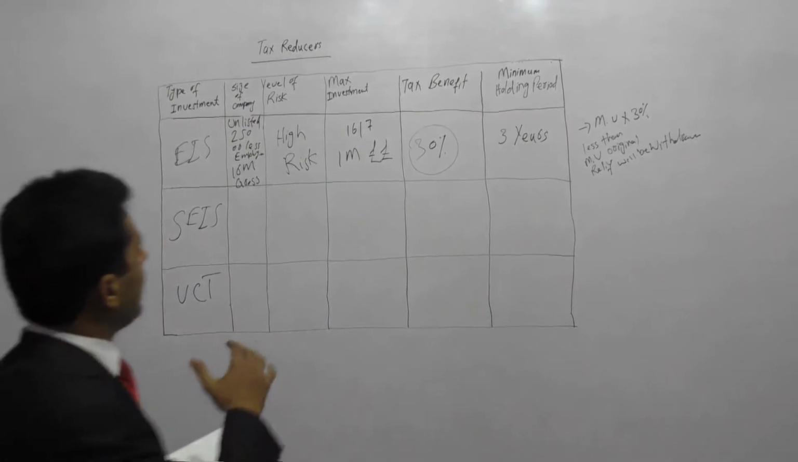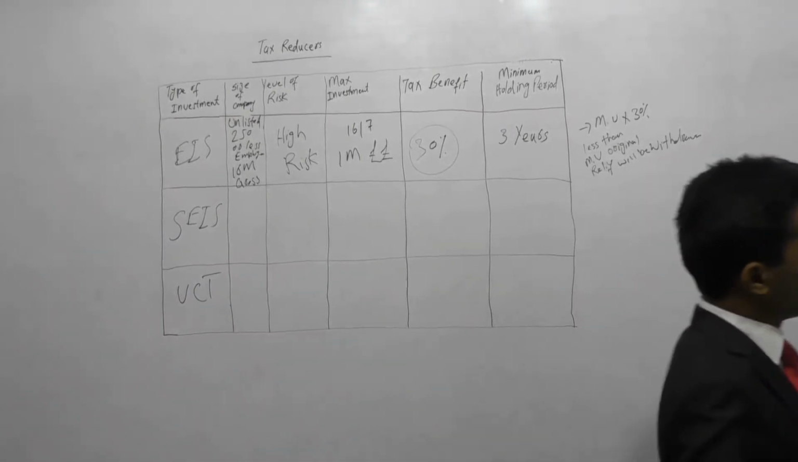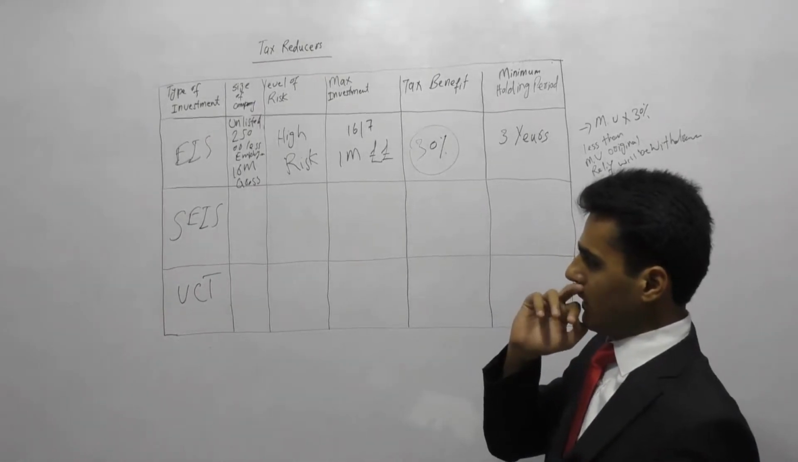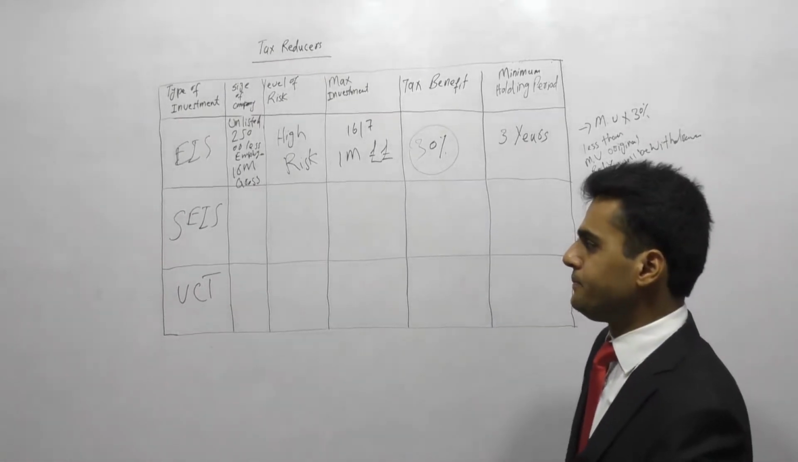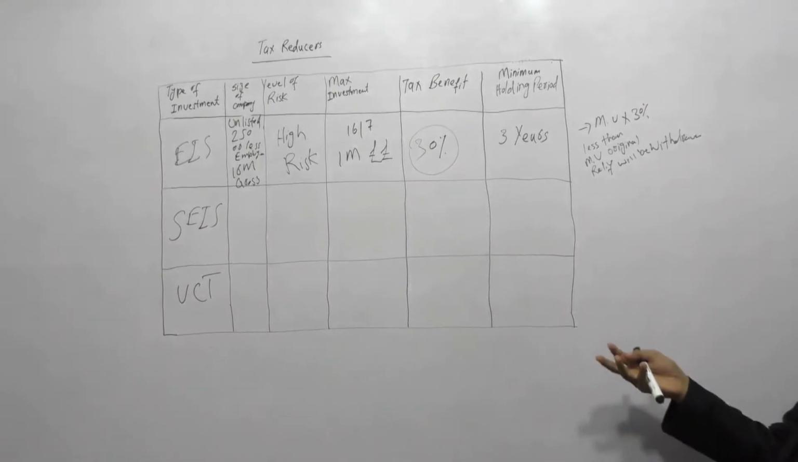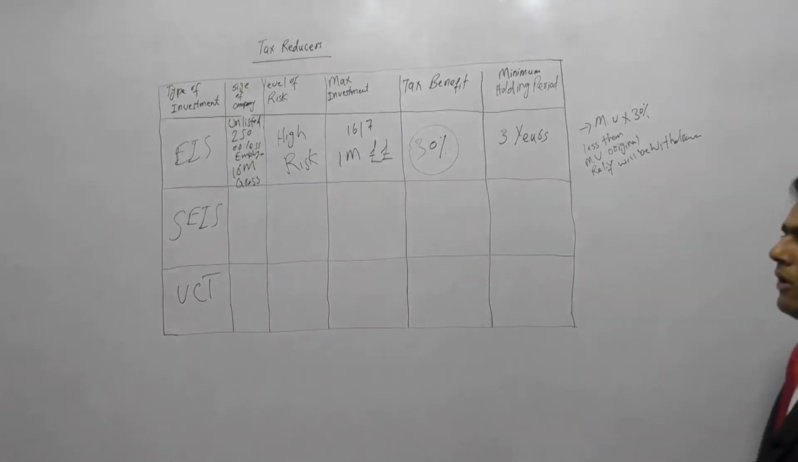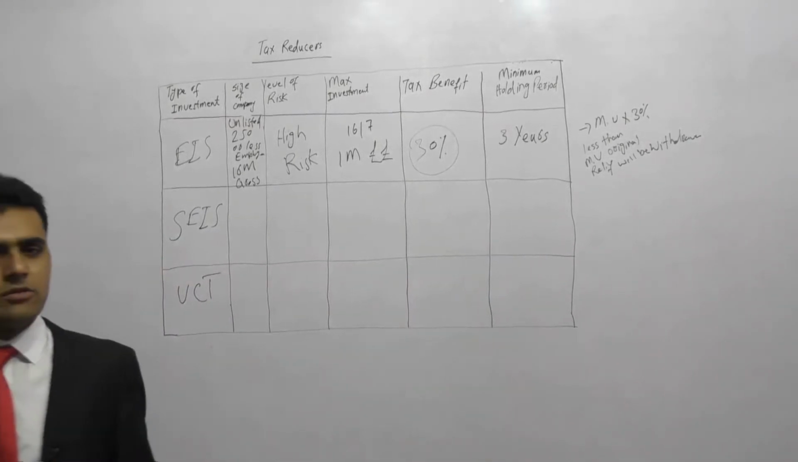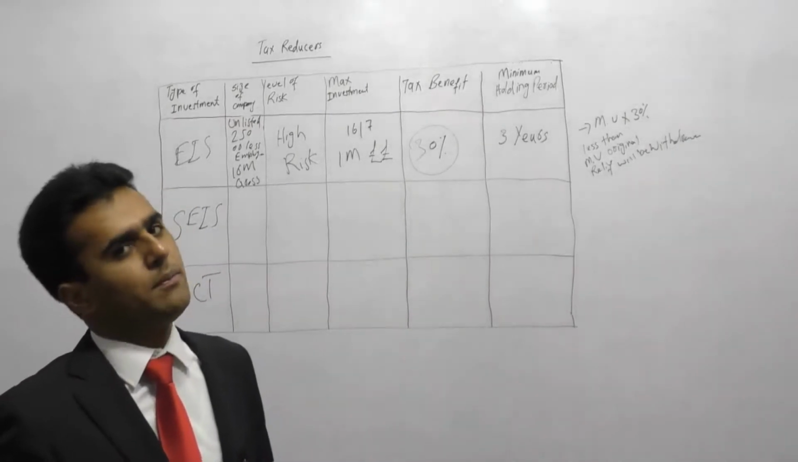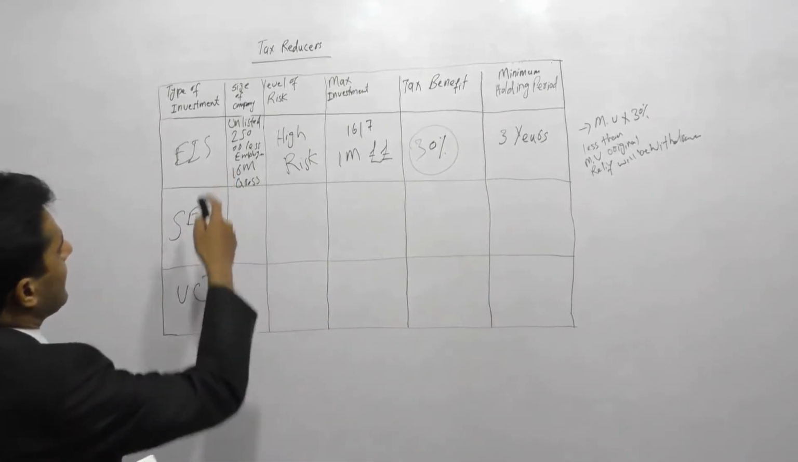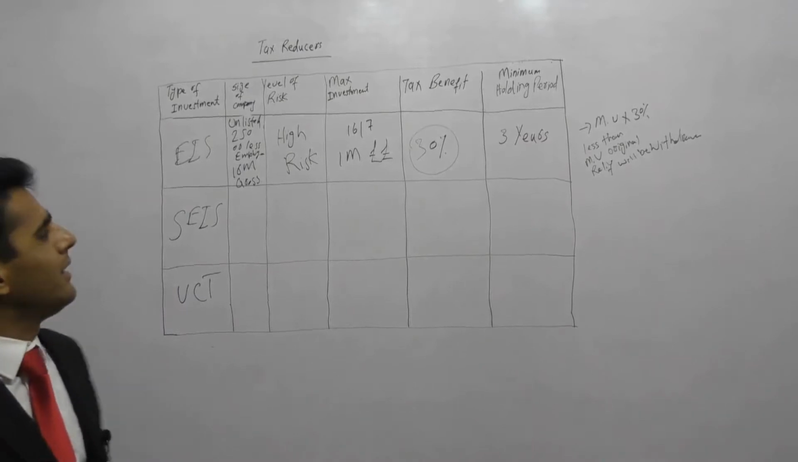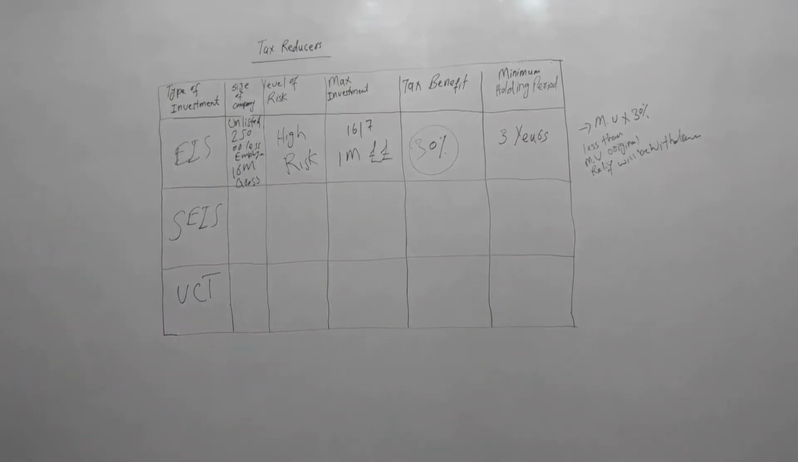I'm sorry for that. Let's move to our second topic, second scheme, which is the Seed Enterprise Investment Scheme. So SEIS. Now like the other company, this is also a small company, but it is not just a small company, it is a very small company. Although that company was small as well. You're going to say, Faisal, that company was small as well. How about this one? This one is even smaller than the EIS company.